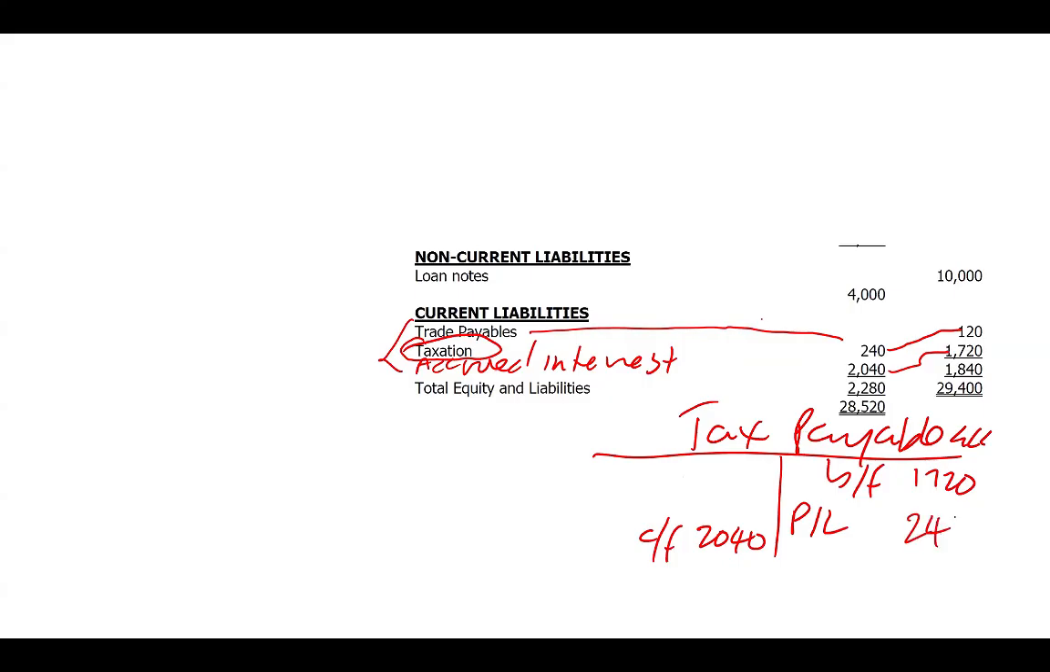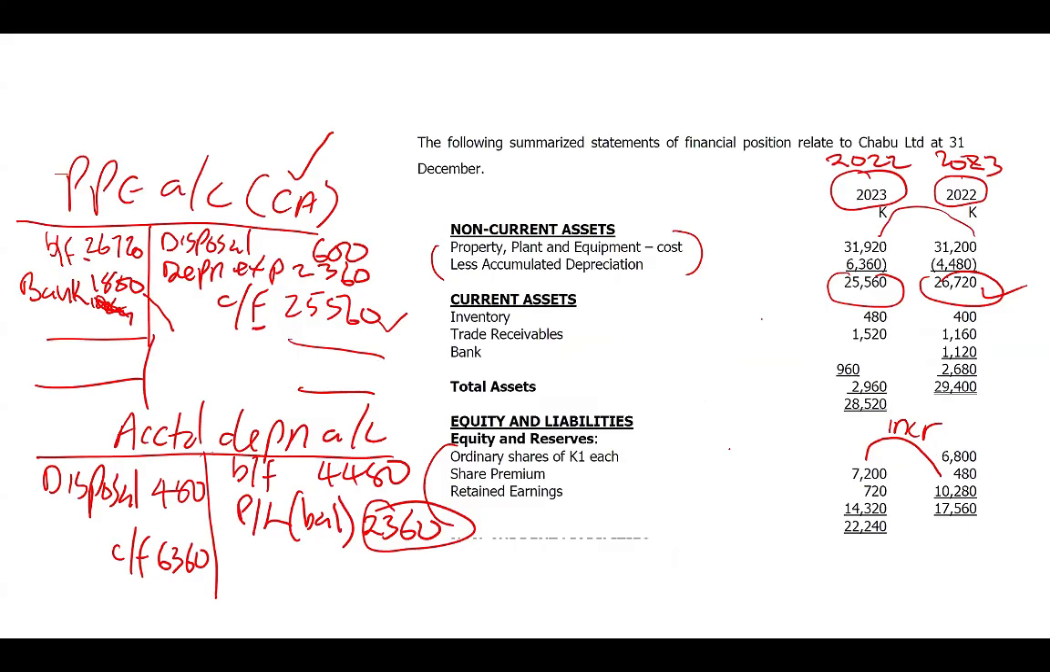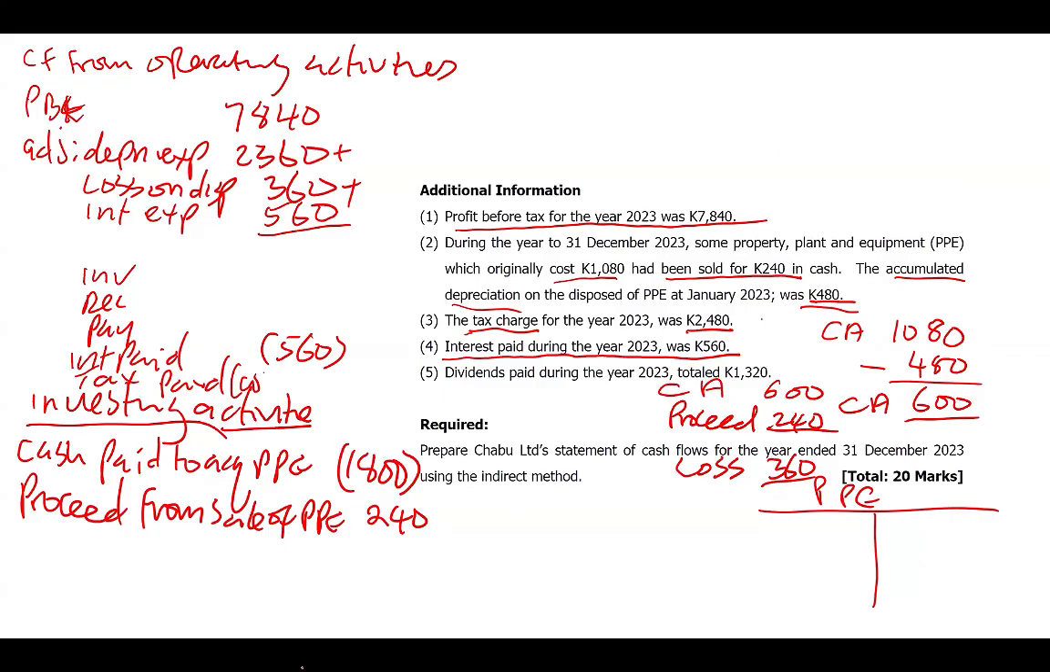it must come to increase the obligation. The missing figure between debit and credit, that's your cash flow figure, bank. Okay, so that's 2480 plus the 1720 minus the 2040. This leaves us with 2160. And so I go to my statement of cash flows there and say my tax paid, 2160 there, 2160.